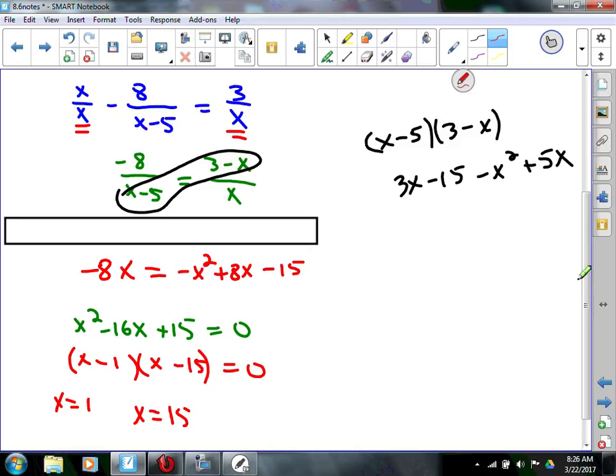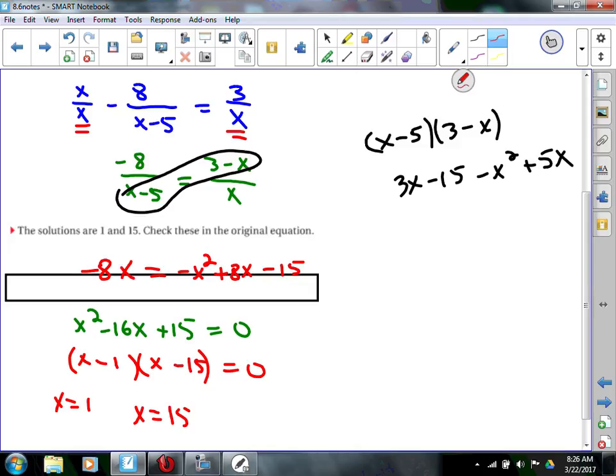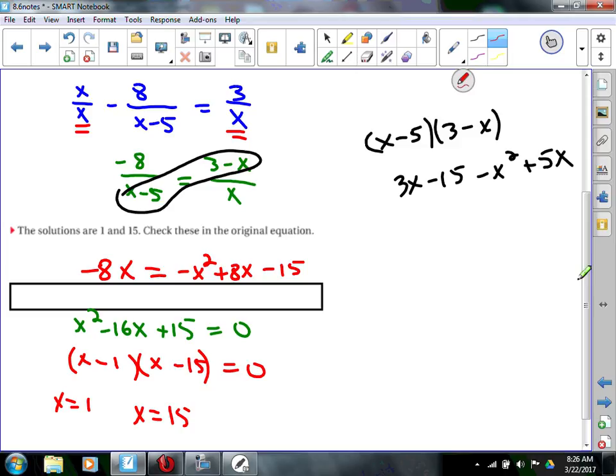Remember what I said for a quick spot check. Plug into the equation and quickly see if your answer makes what happen? The denominator 0. 1's not going to make the denominator 0, and neither's 15. They're both probably legitimate answers, and they both work. How we doing? They don't get much more difficult than that. They really don't.